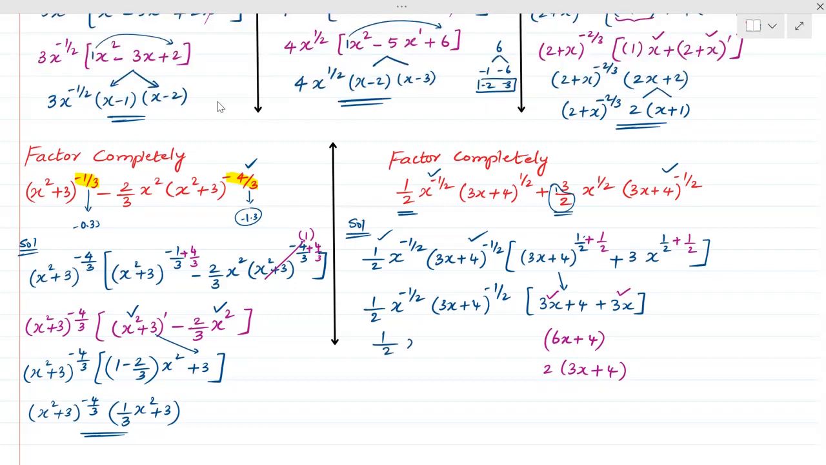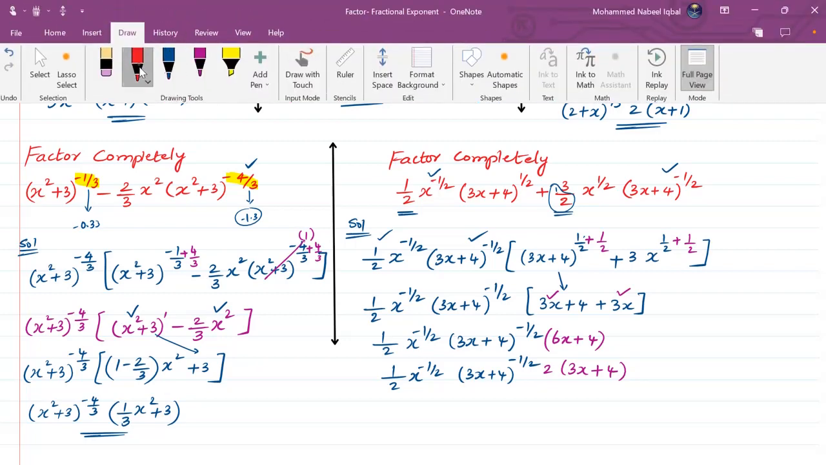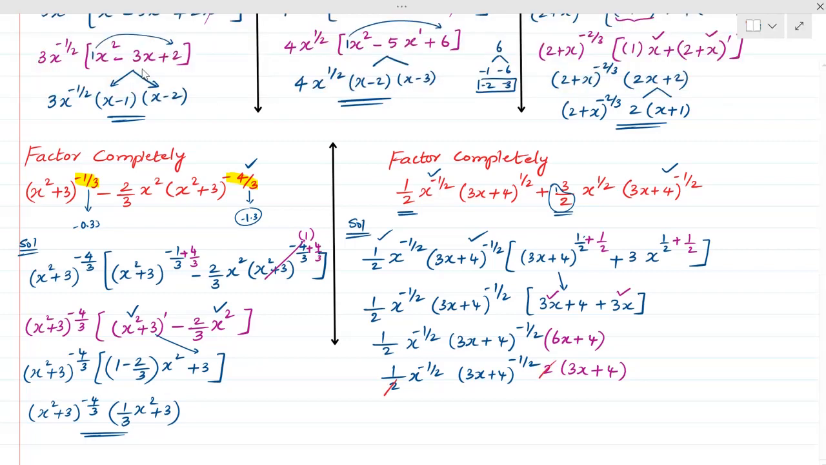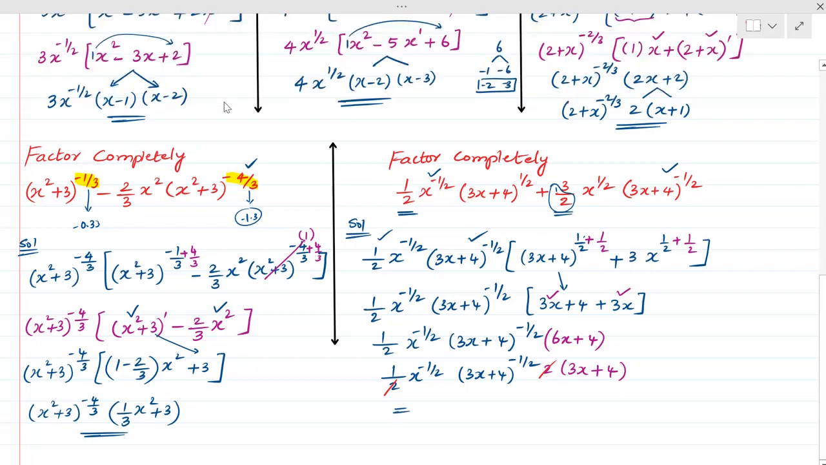Now the remaining terms will be as they are. What is this one? Minus half x to the power minus 2, 3x plus 4 to the power minus half. And similarly, the next step, we have taken the x, 2 is a common factor. Minus half 3x plus 4 to the power minus half. Now what happened with the 2 and 2? They get cancelled. So the remaining is your final answer. What is the remaining part? So you will have x to the power minus half 3x plus 4 minus 1 over 2.